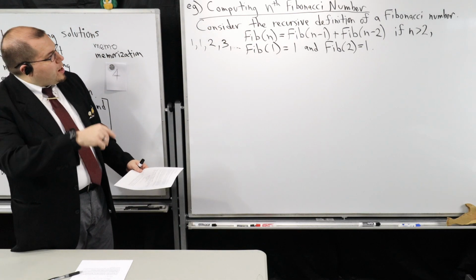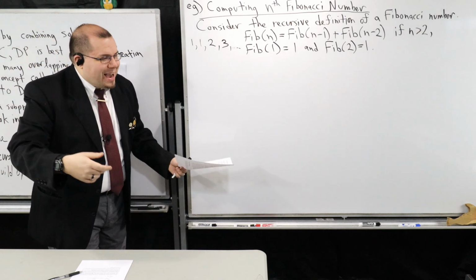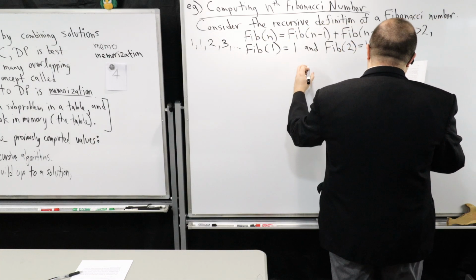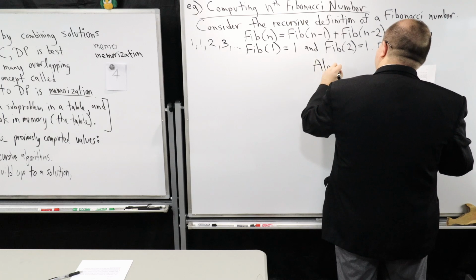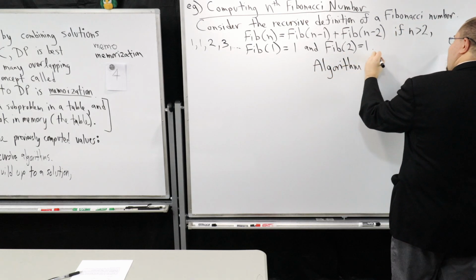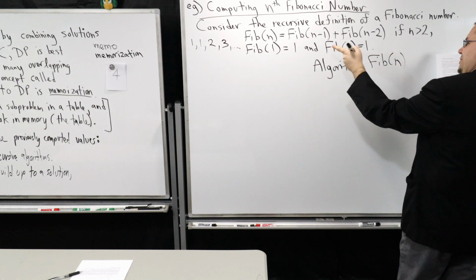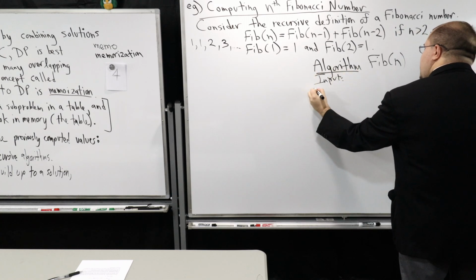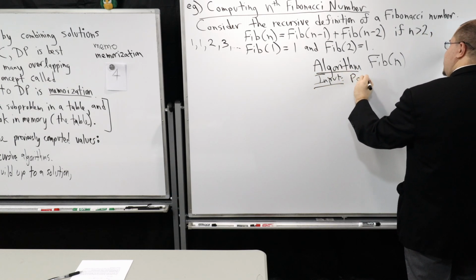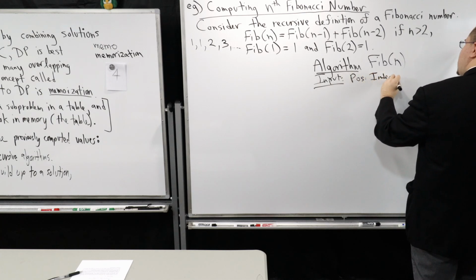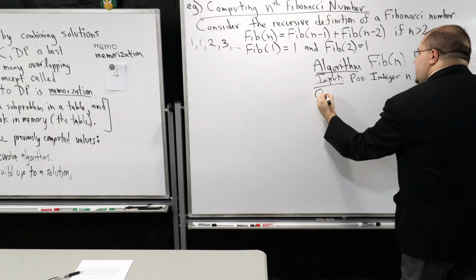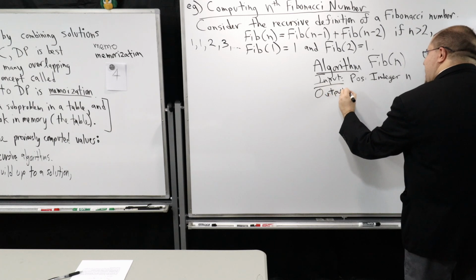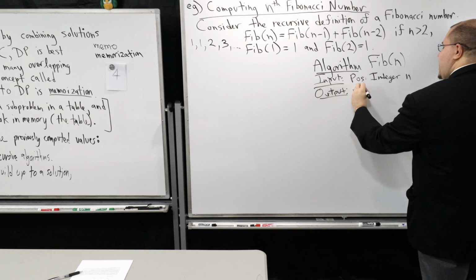From the way I've described it here, I can actually naturally write out an algorithm for you based on this recurrence. So here's an example of how I can formulate this. So here's an algorithm. I'll call it fib n, just because I've used fib over here. As input, it's going to take a positive integer n. And as output, it's going to give me the nth Fibonacci number.